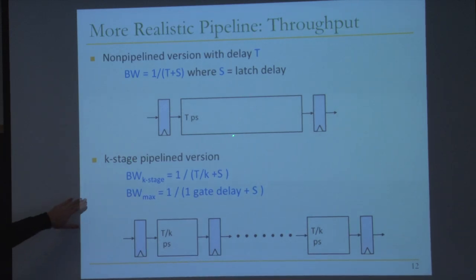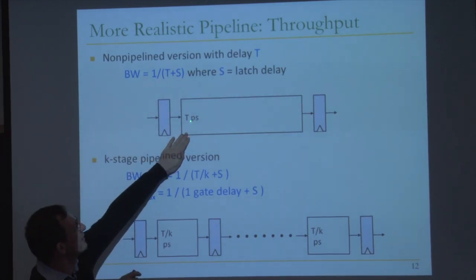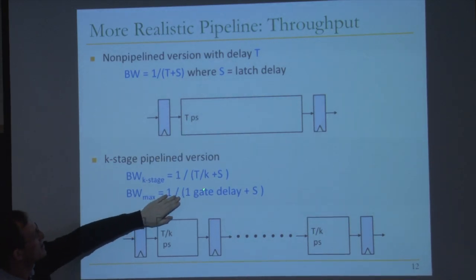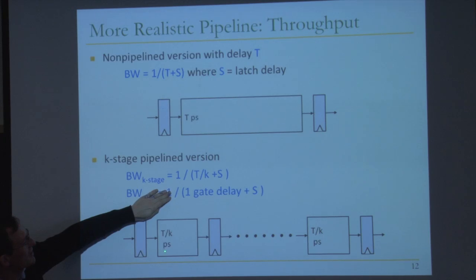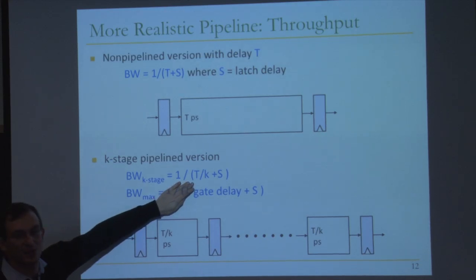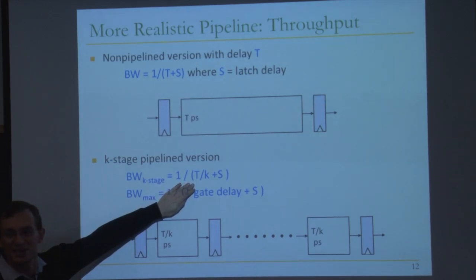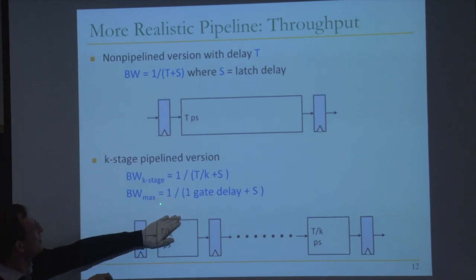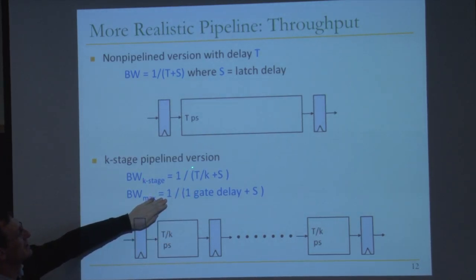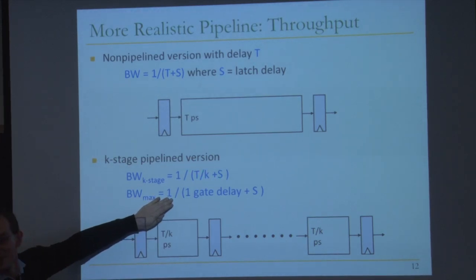And if you want to divide it into k stages, assuming you can divide this equally, each stage takes t over k picoseconds. That's an assumption too. But you also have this latching overhead, s picoseconds to latch at the end of each stage. Does that make sense? So your real throughput of a k-stage pipeline is 1 divided by t over k plus s.